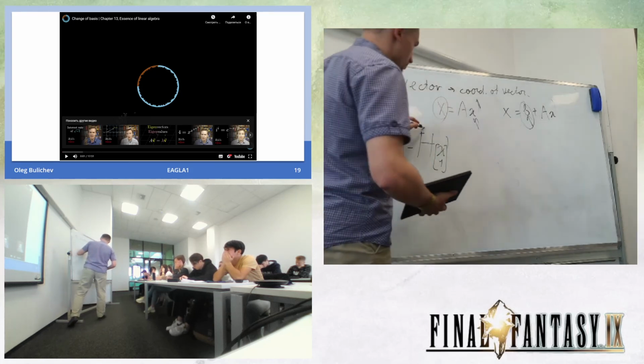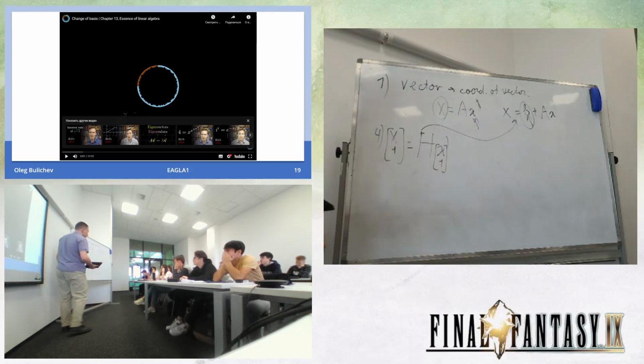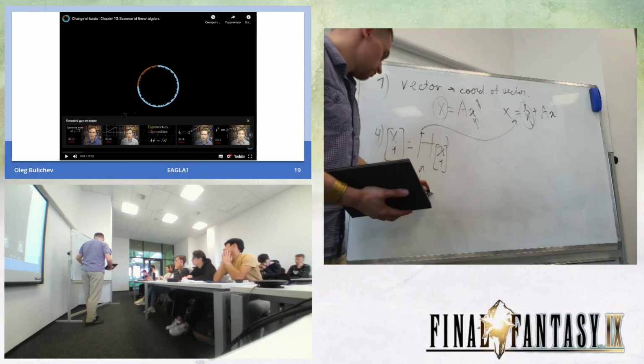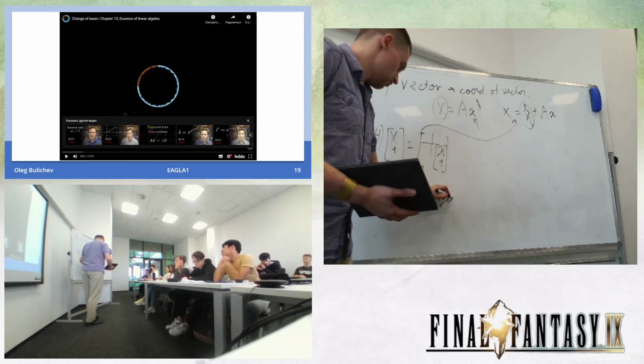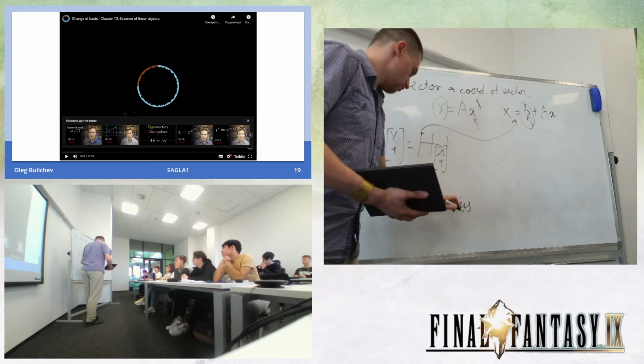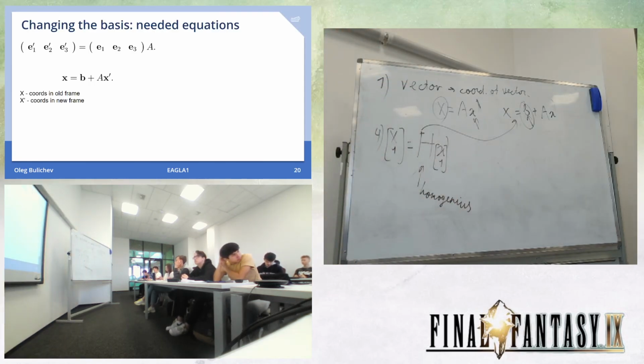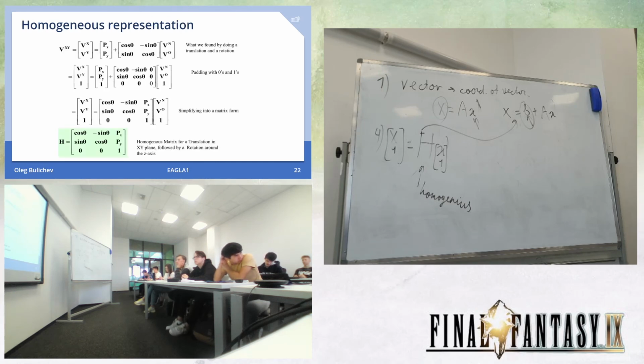If you combine all of this together, this is called a homogeneous transformation. The last question: homogeneous.